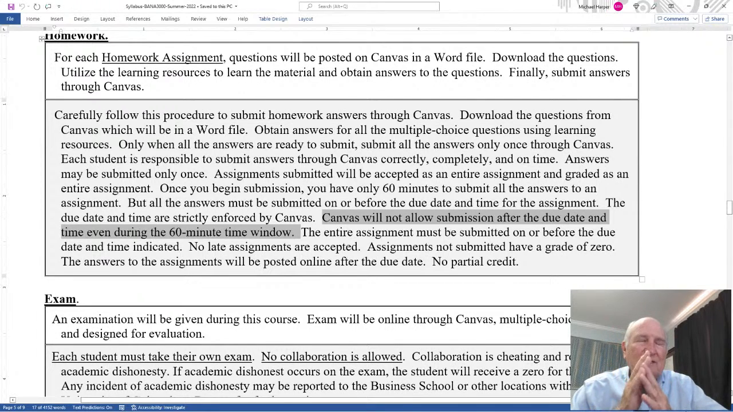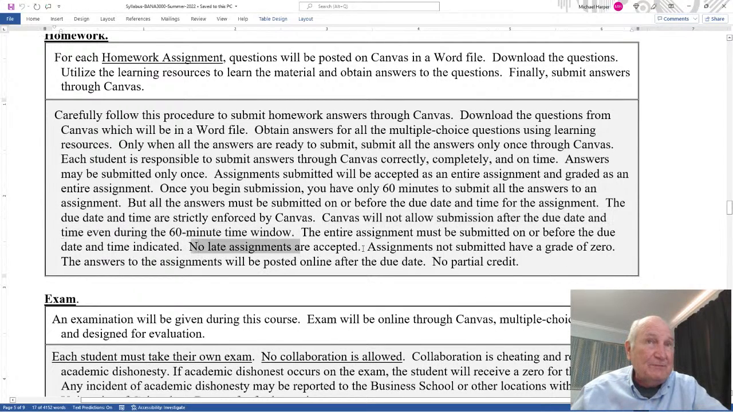If you open it, it's like 11:59 p.m. on Saturday night. If you open at 11:58, you have 1 minute to submit it. You say, well, I have 60 minutes. No, you only have 1 minute, because at 11:59 p.m. Canvas will submit it for you, even if it's within the 60 minutes. So be very, very careful, and you have only one chance to do this, and this is how I'm explaining it now to make sure that you are aware of the procedure.